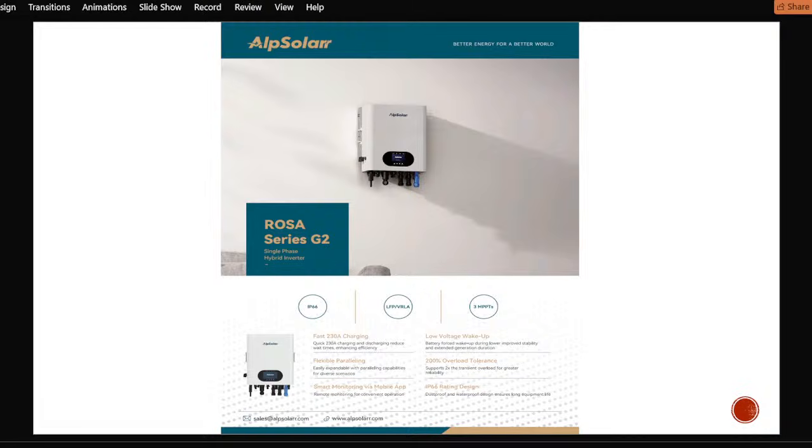Can we go through the specification sheet? Like we said, it is compatible with lithium ion battery and lead acid battery.